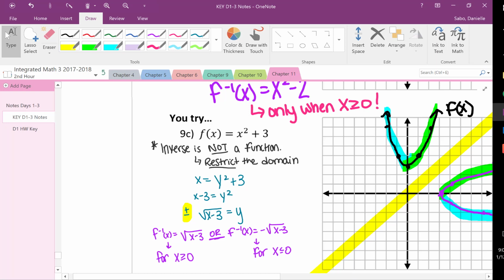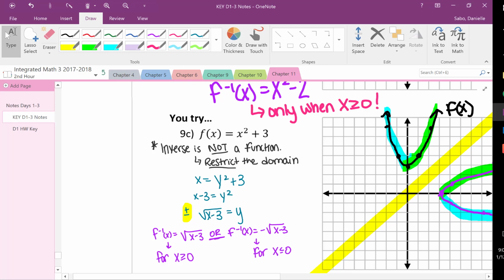Why? Yeah, that horizontal line test tells me it is not a function because it crosses twice. So that means I must restrict the domain in order to have an inverse that is an actual function. You could pick either piece. Either one is 100% correct. When you start with a squared, you can pick either side. When you start with a square root, like we did in the last problem, you have to decide which one is correct. So you could have picked the blue one, or you could have picked the green one.